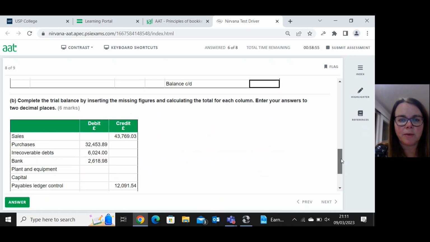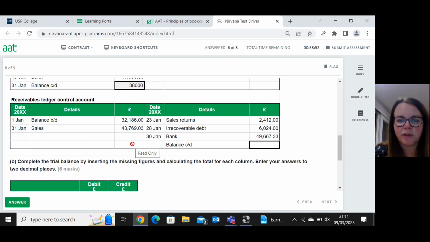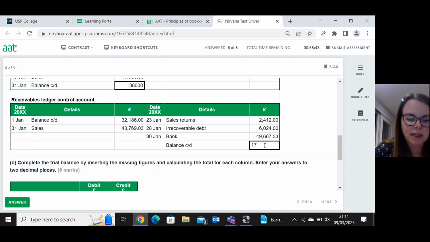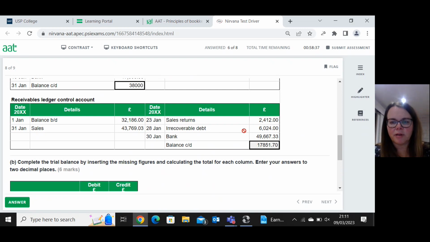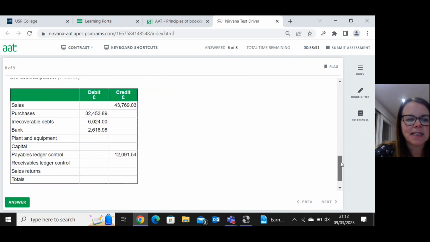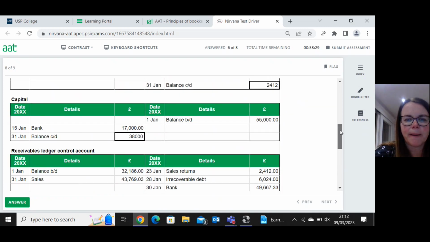And in the final one, there's lots of calculator work. We've got to add up the debit side and subtract all these figures on the credit side, which comes to £17,851.70. Always worth double checking big calculations like that. And then you have to complete the trial balance basically for those accounts up here.